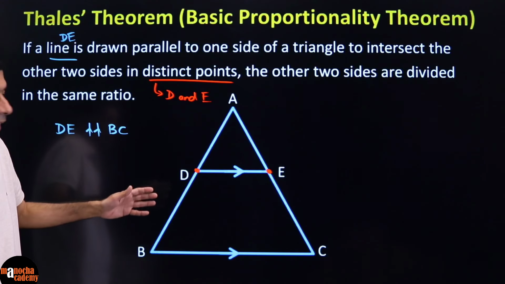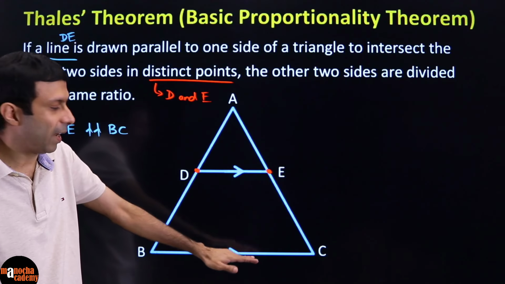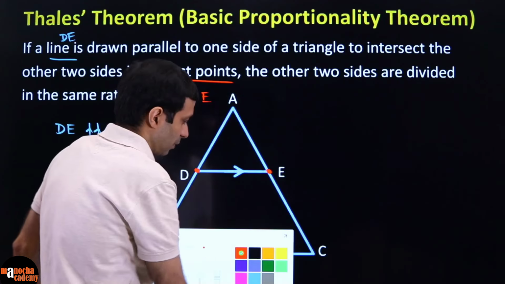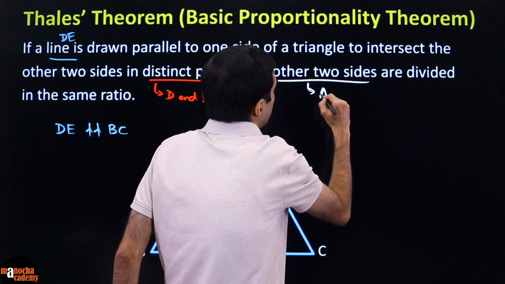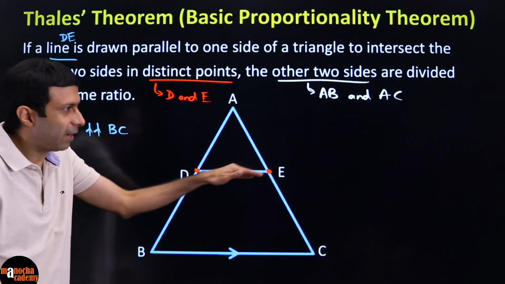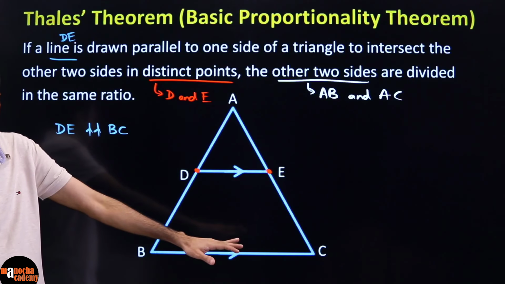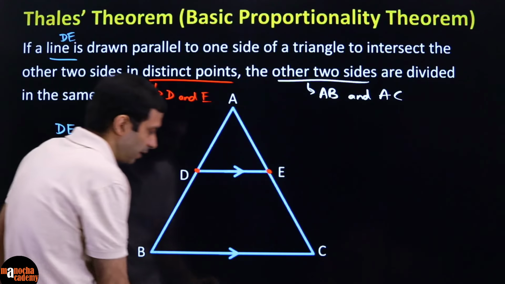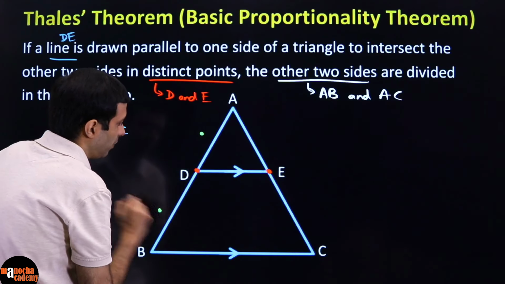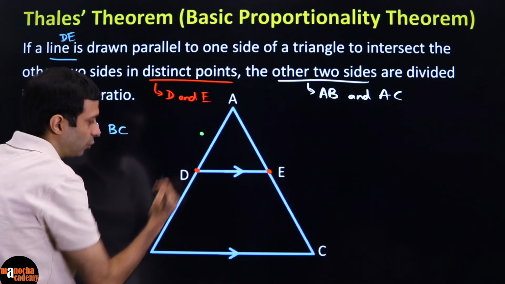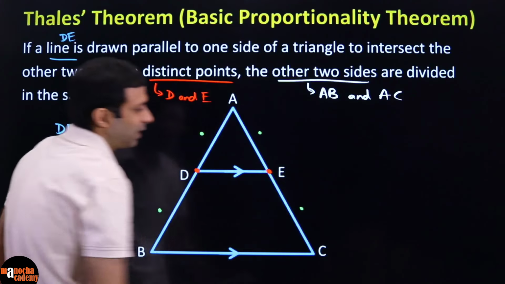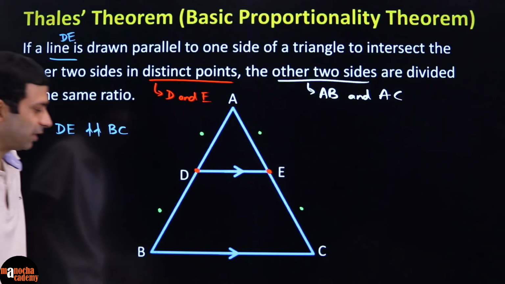Then the other two sides means not the side which is parallel, we are not talking about BC, the other two sides AB and AC. So what sides are we talking about? AB and AC are divided by this parallel line in the same ratio. So what is the ratio part we are interested in? That means this AD is to DB, the ratio of AD to this length DB is going to be equal to AE is to EC. Do you guys get the idea of what the ratio is here?